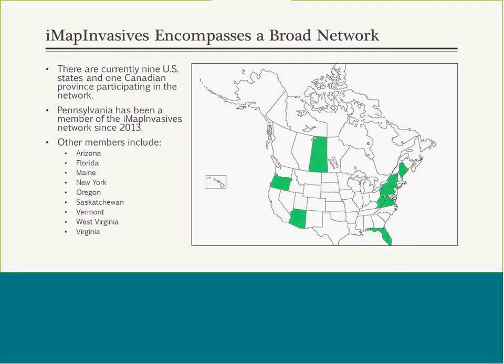This slide goes a little bit more into detail about the network. As I said before, it's not just Pennsylvania, but there are other states, and currently Saskatchewan up in Canada is also participating. So right now, the U.S. states include Arizona, Florida, New York, Oregon, Vermont, West Virginia, and of course here us in Pennsylvania. In Pennsylvania, we started in 2013, so we're almost 5 years old at this point.